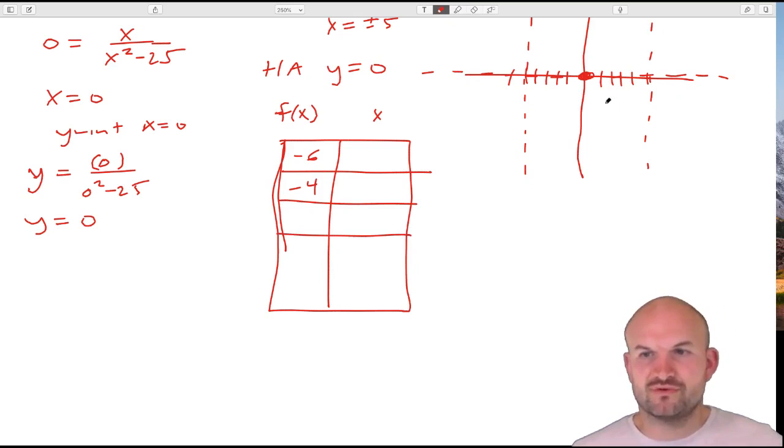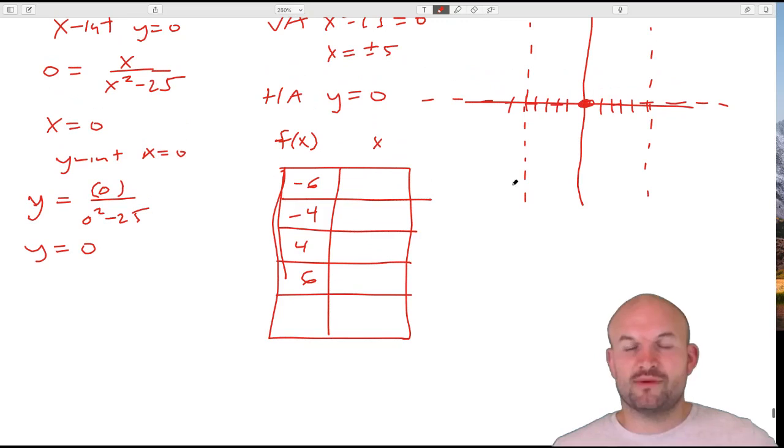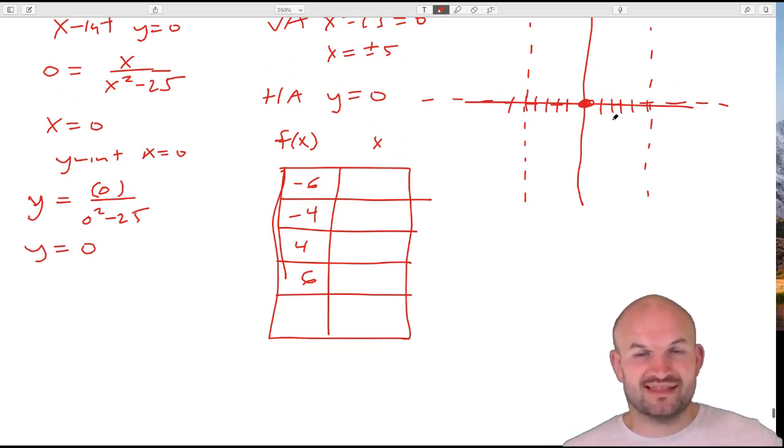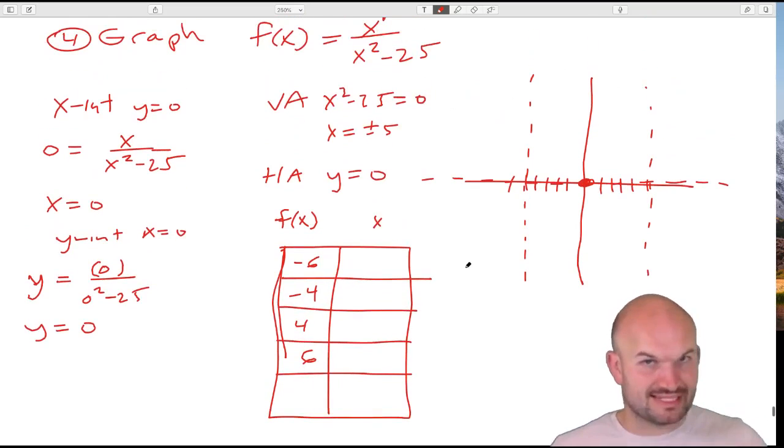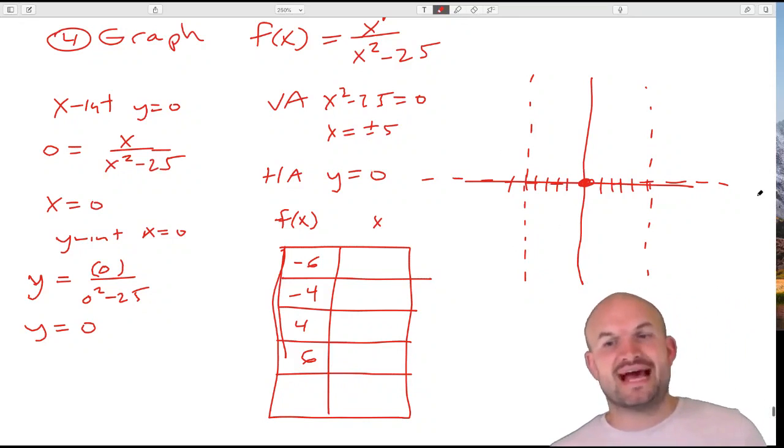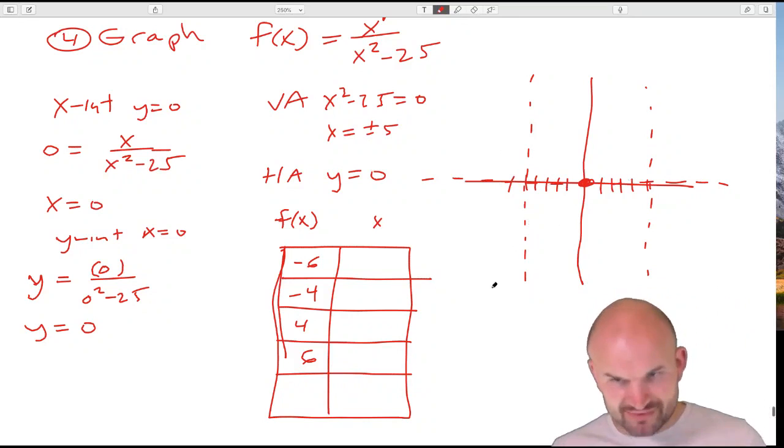Then let's do, to the left and right of that, +4 and +6. So I'm picking 2 points here and 2 points there, and I think that should hopefully give us an idea of what's going on, because again, we have this asymptote here and these two asymptotes.